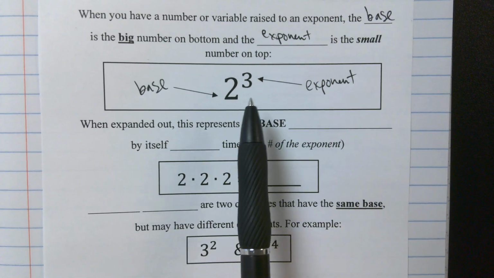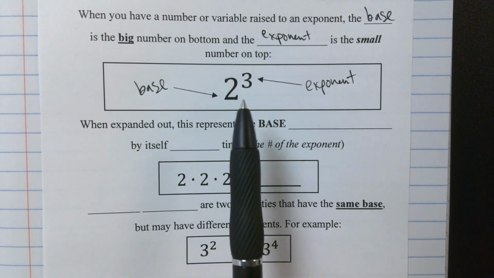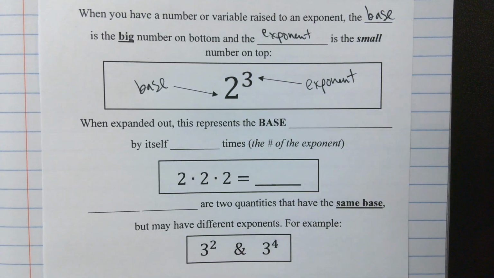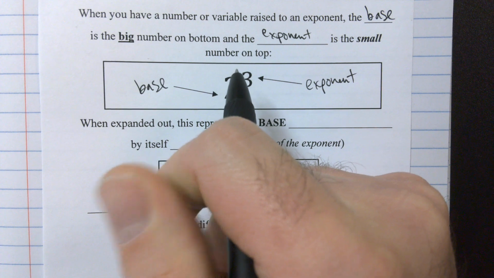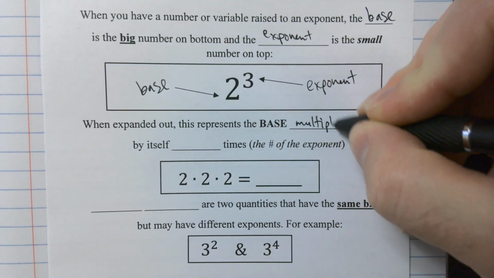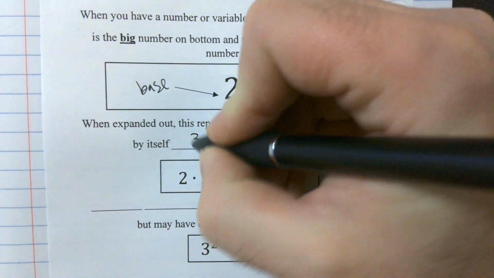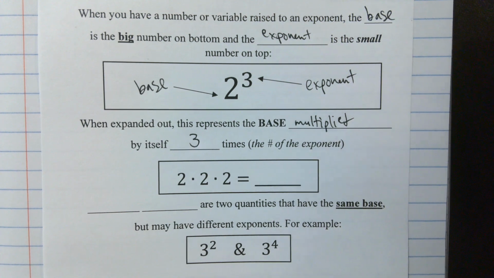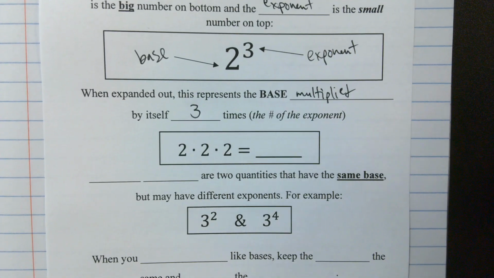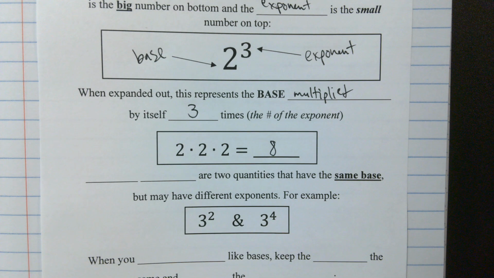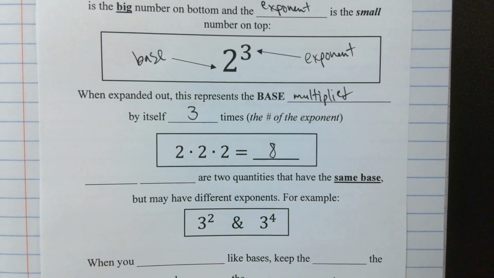So I got a base of 2 raised to the power of 3. And what this represents is not 2 times 3, right? A lot of people make that mistake. But when we expand it out, just like Matthew said, this represents the base multiplied by itself 3 times, or however many times our exponent tells us to do it. What is 2 times 2 times 2? Is that 6? 8. 2 times 2 is 4, and 4 times 2 is 8.